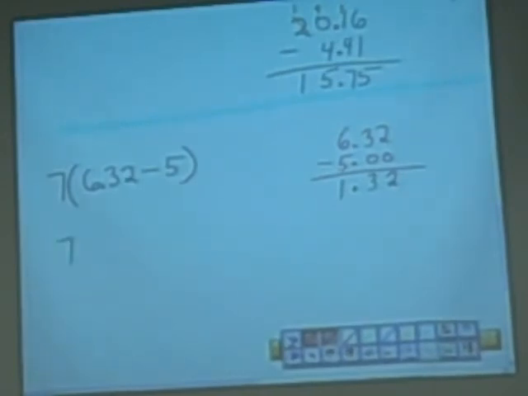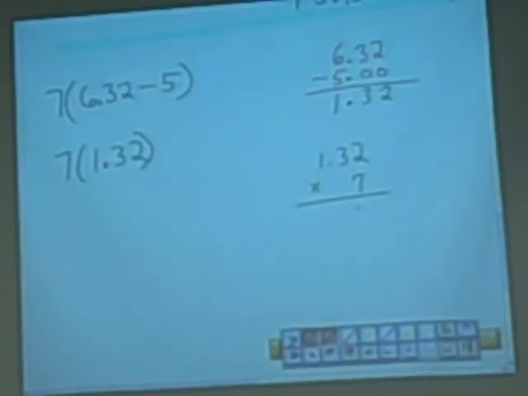So now we have 7 times 1.32, right? So here's 1.32 times 7. Okay, so now we have 7 times 2, that's 14. Here the 1, 7 times 3 is 21, 22. Here the 7 times 1 is 7, 8, 9. So what's our answer here? You gotta move the decimal. How many places? 2 places, right? 1, 2. So that's going to make a 9.24.